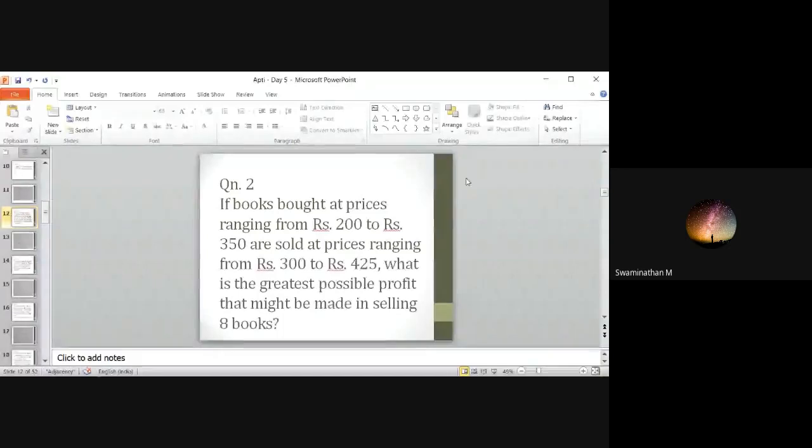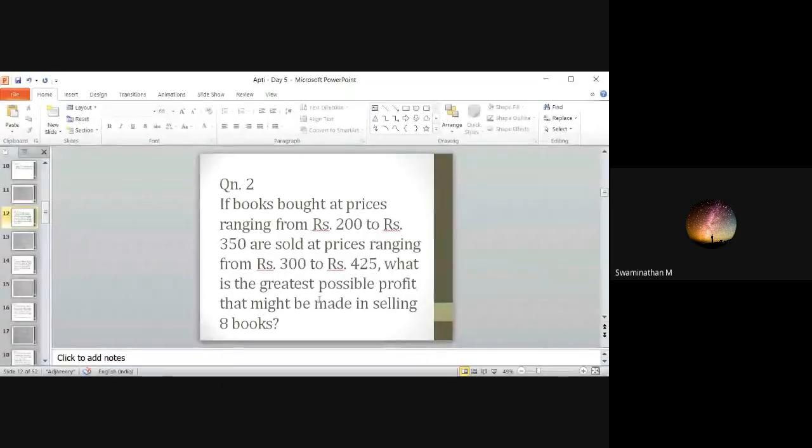If books bought at prices ranging from rupees 200 to rupees 350 are sold at prices ranging from rupees 300 to 425, what is the greatest possible profit that might be made in selling 8 books? I repeat, you are buying books. The range is between 200 and 350. You are selling the books in the range 300 to 425. So, what is the greatest possible profit?